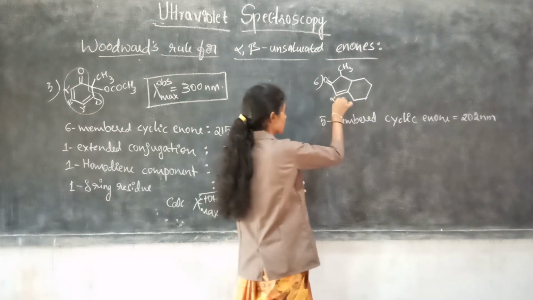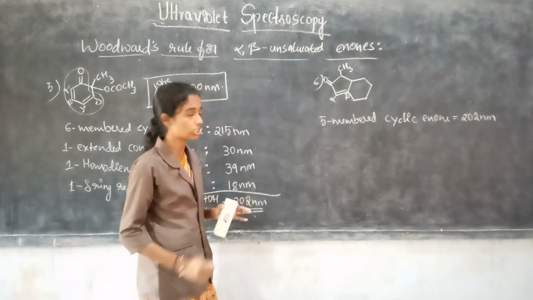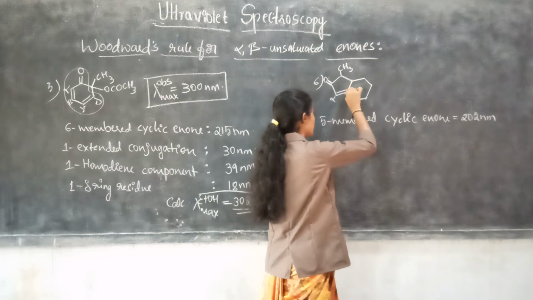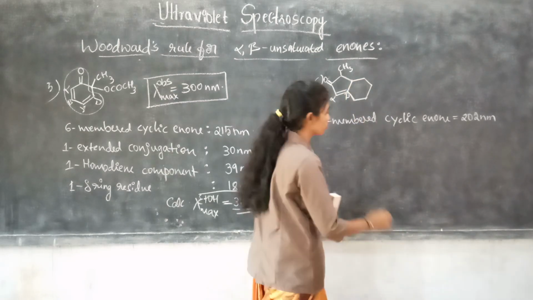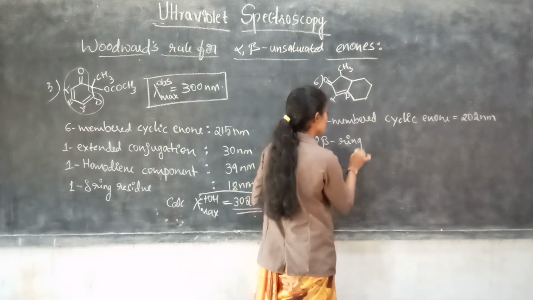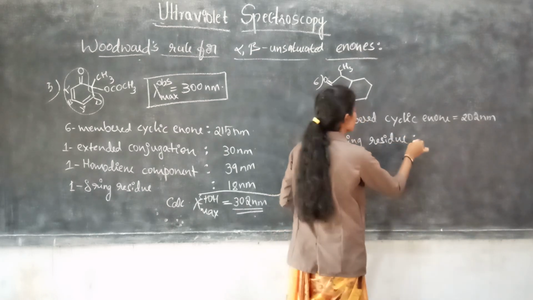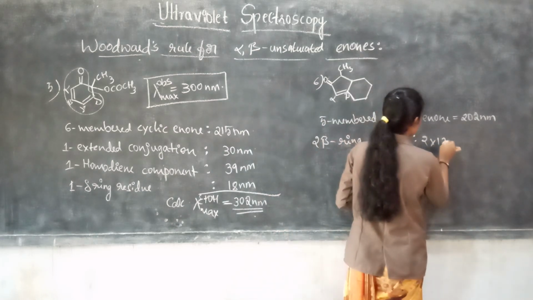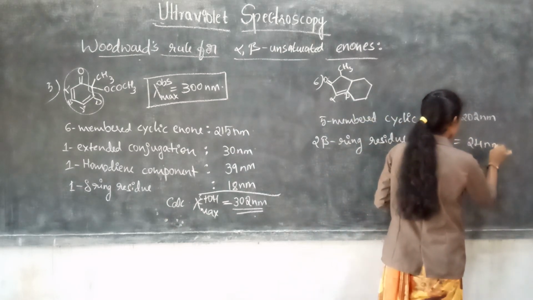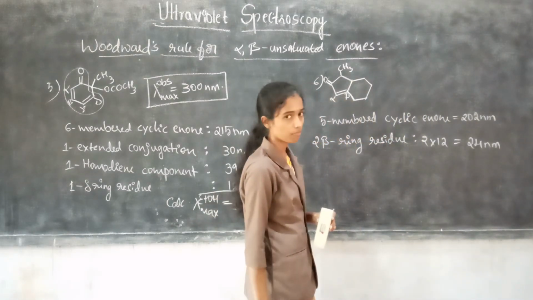This is the alpha carbon, whereas this is the beta carbon. At alpha position we don't have any substitution, but at beta position we have 2 ring residues. For each ring residue there will be addition of 12 nanometer, so in total there will be addition of 24 nanometer to the base value.